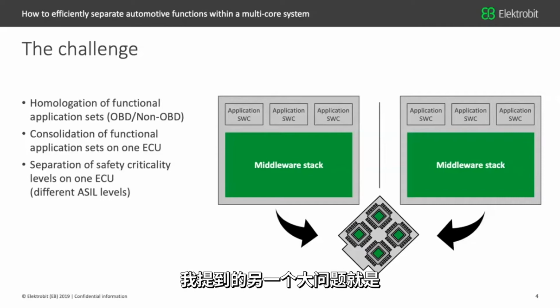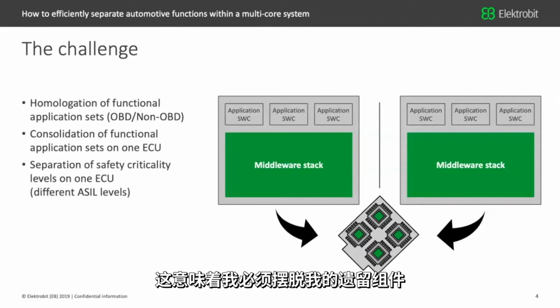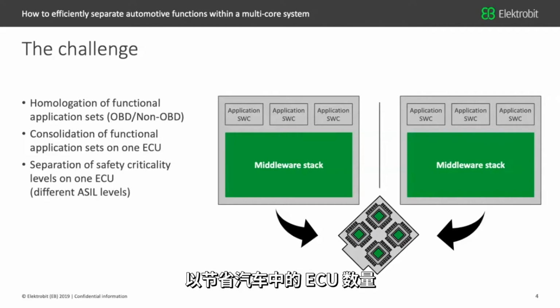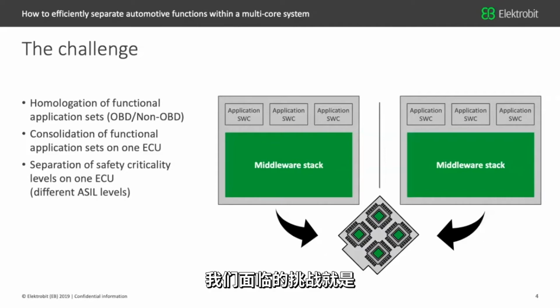Another one, which is a big one actually, is the consolidation of functional application sets on one ECU. That means that out of my legacy components, I want to consolidate multiple functions within one box to reduce the number of ECUs in the car. And with this, we have the challenge of how to handle those if they, for example, come from different suppliers.